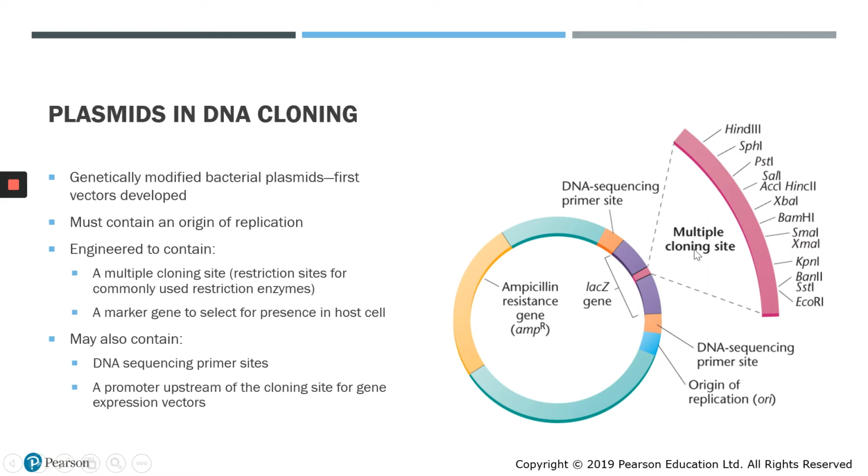In addition to the multiple cloning site, we also have a marker gene. An example of a marker gene is an ampicillin resistance gene or an antibiotic resistance gene. And this marker gene allows for the selection of host cells that contain the inserted vector. Plasmids may also contain DNA sequencing primer sites in order for these plasmids to be used in DNA sequencing. Although it's not shown in this diagram, plasmids may also contain a promoter upstream of the multiple cloning site. This is a common feature of expression vectors that are used to express proteins.